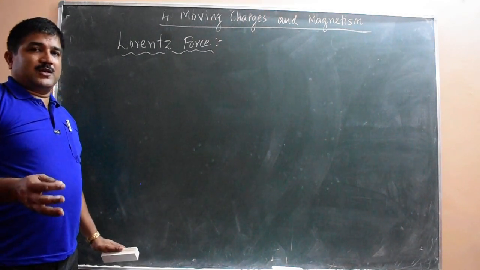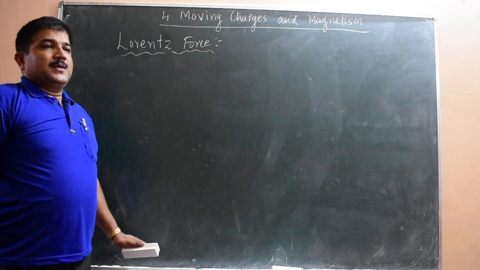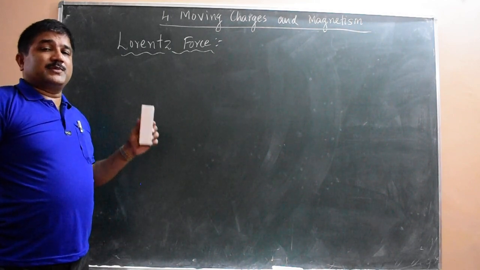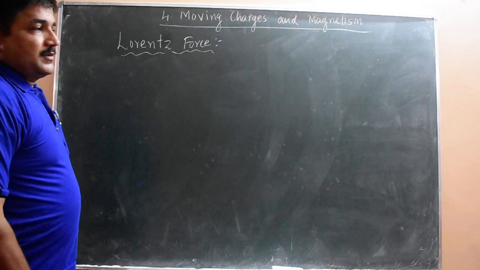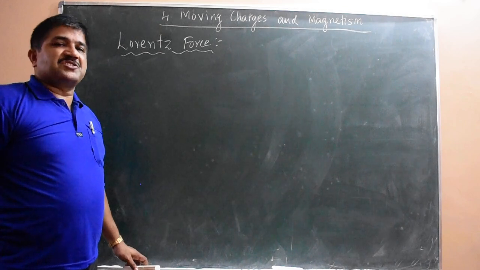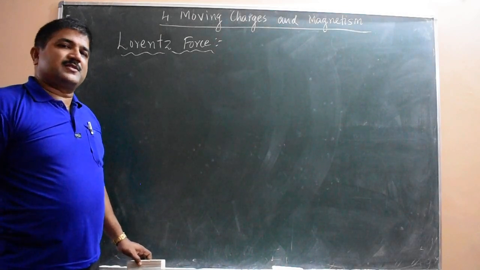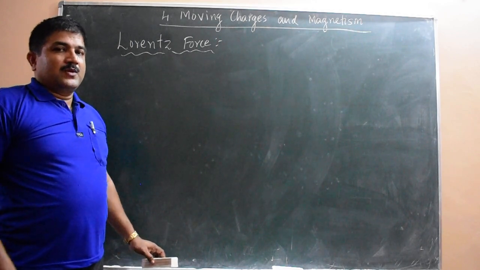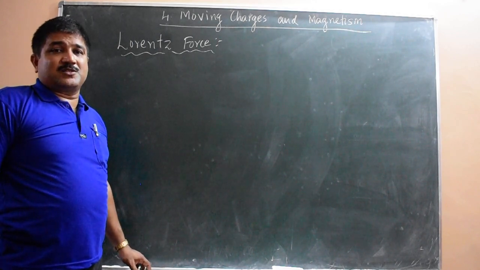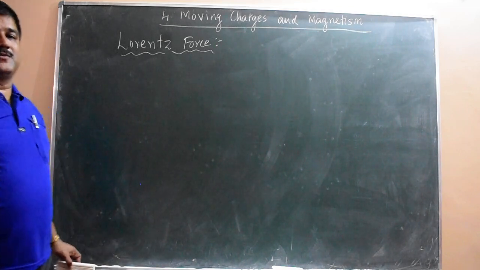Electric force is there on the charge because the electric field exerts force on the charge. Magnetic force is because the magnetic field exerts force on a moving charge. Electric force exists whether the charge is at rest or in motion, whereas magnetic force exists on the charge only when the charge moves in the magnetic field.